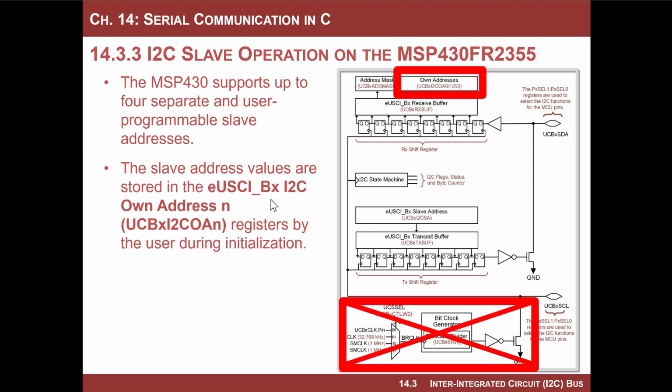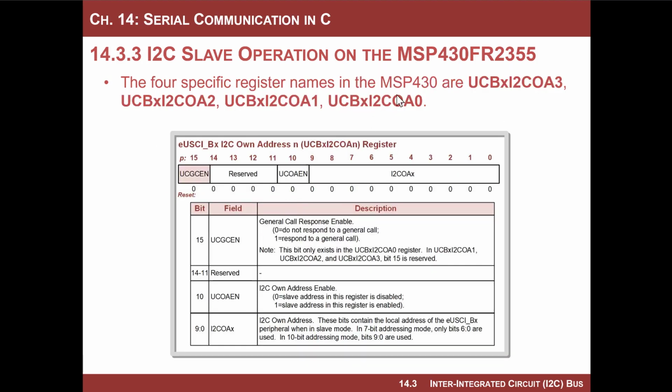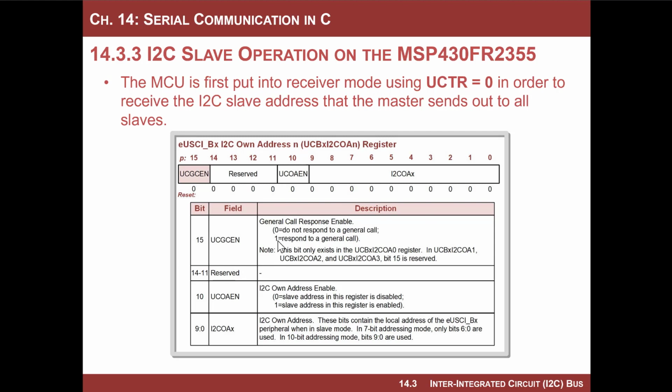So it's very powerful. The registers, you see them in the data sheet as UCBxI2COAn, own address, and then n. It turns out that the labeling for them is OA0, OA1, OA2, and OA3. And these registers look like this. You have an address down here that occupies 10 bits. It's called I2COAx. It occupies 10 bits because you can have 10-bit addresses, although almost all the time you have 7. That's the default 7-bit address.